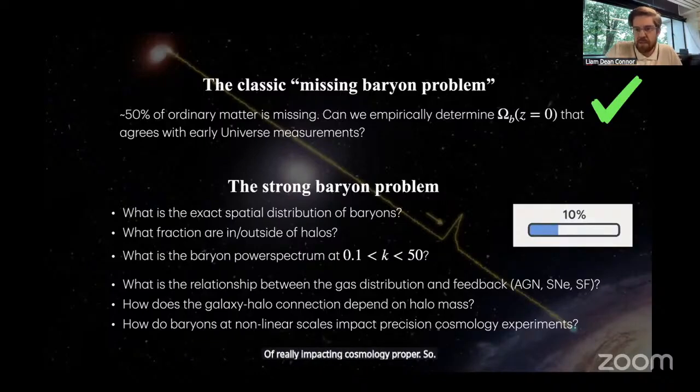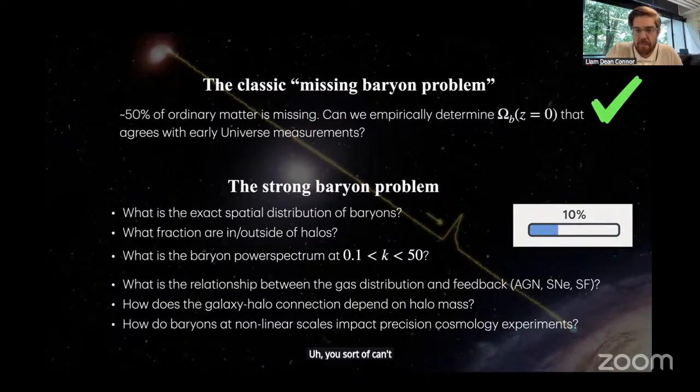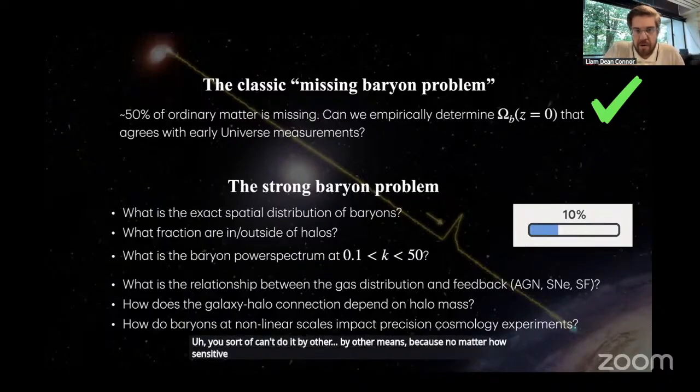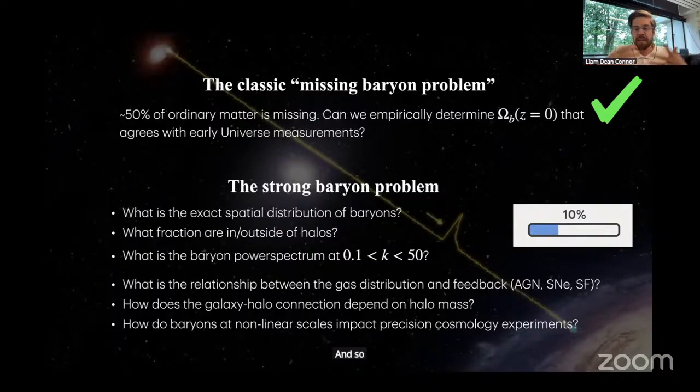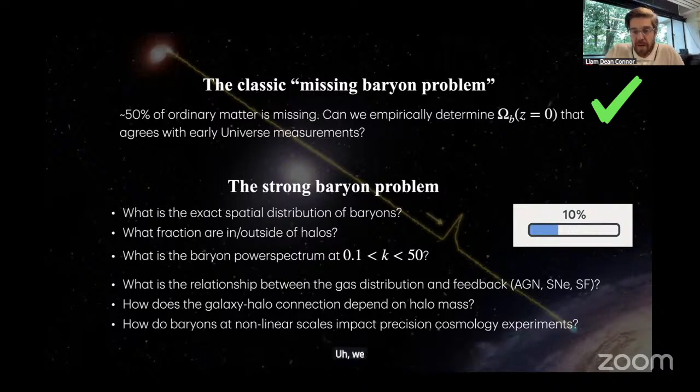So I would say since 2020, starting with the Macquart relation, we have solved the classic missing baryon problem using FRBs. You sort of can't do it by other means because no matter how sensitive your X-ray telescope, you cannot image a void. And so the fact that FRBs are sensitive to all baryons means you really can account for the full omega B. We've started to chip away, take baby steps at the strong baryon problem.